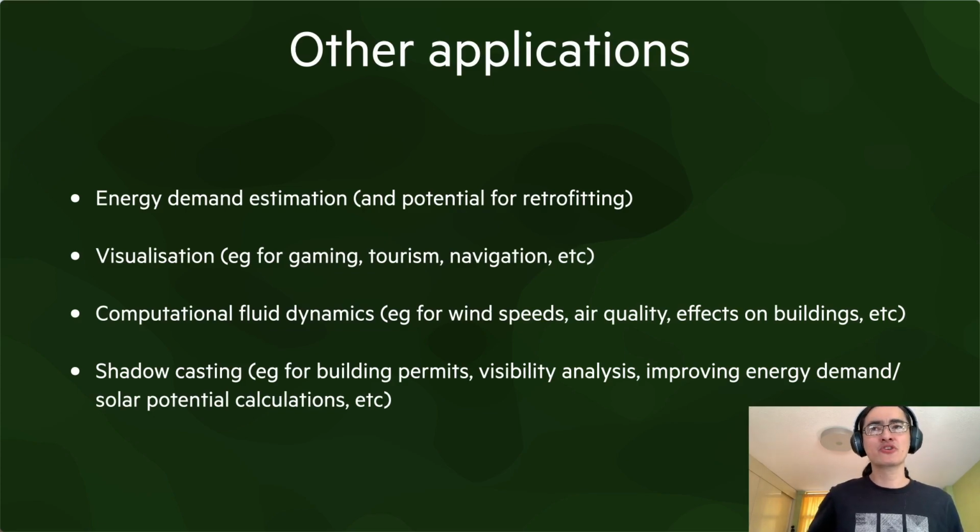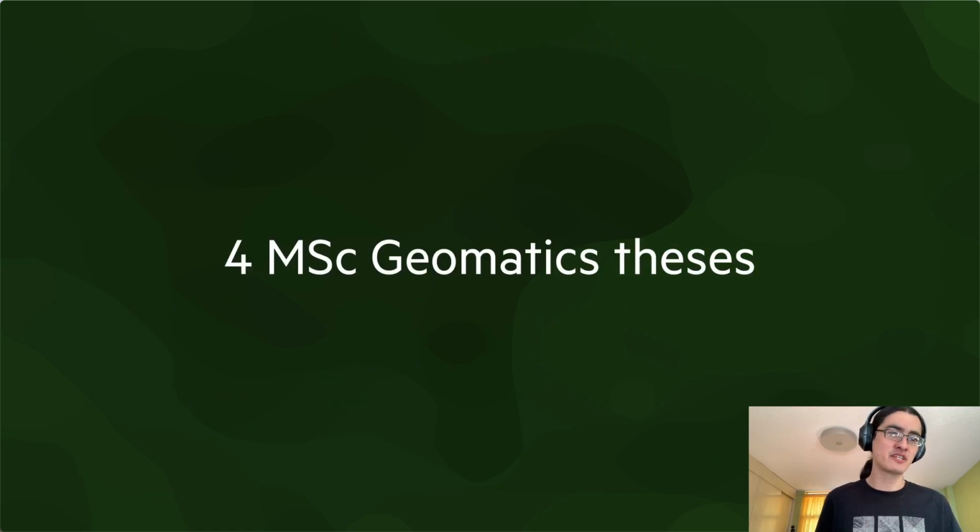People also do computational fluid dynamics. There's a course that will be given by Clara in the next academic year about that. So you can model wind speeds around buildings, which is useful for things like air quality, like how much pollution you get based on the spread, and what the effect on buildings is, like whether the wind creates some sort of stress on the buildings. And the rest I think I mentioned already.